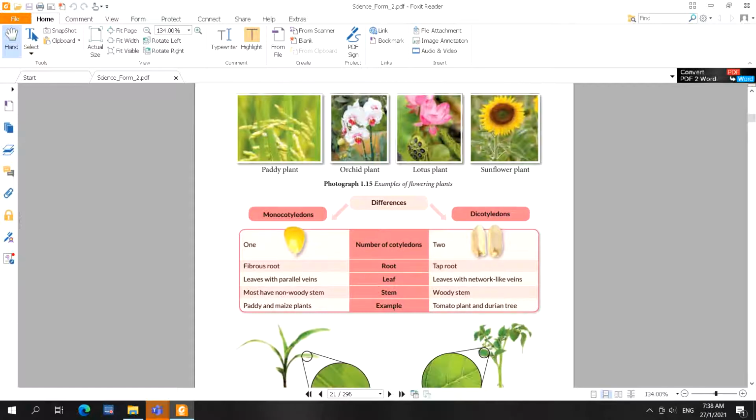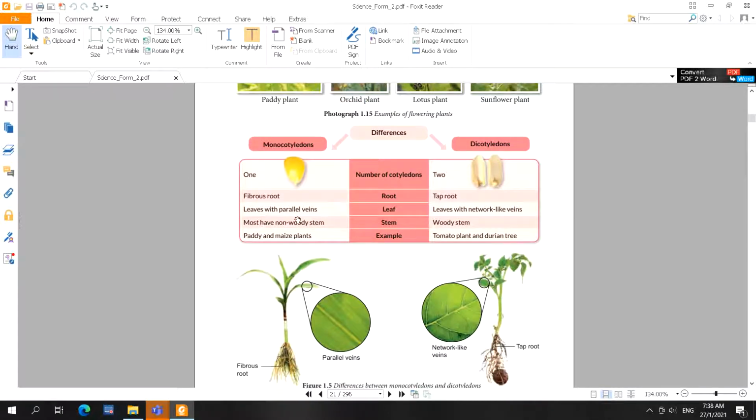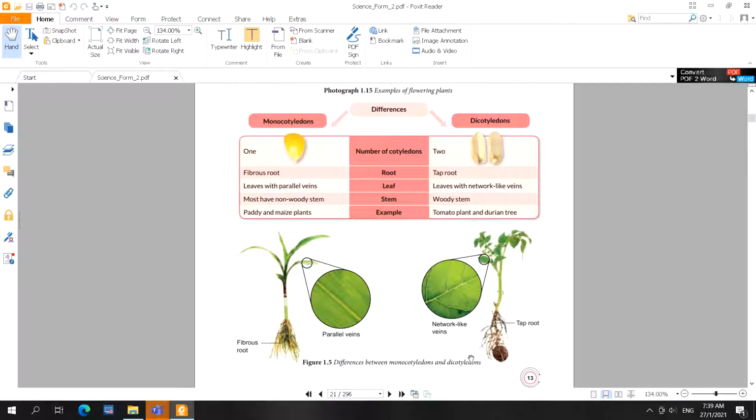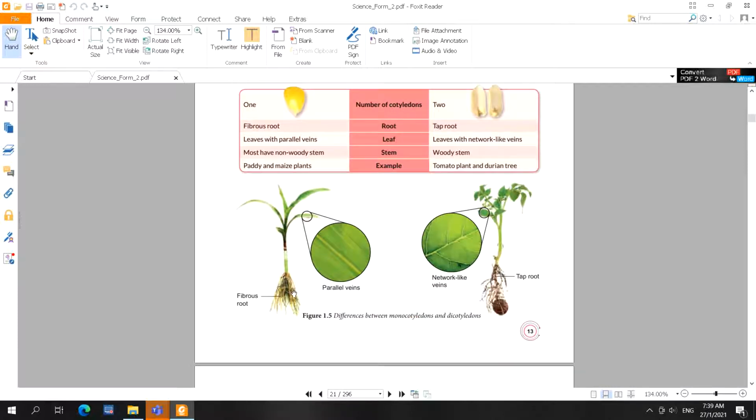For leaf, monocotyledon leaves have parallel veins. Look at grass, it has parallel veins, and the same with coconut tree, parallel veins. While dicotyledon has what we call network-like veins. You can see the veins here, so we call it network-like veins. This is tap roots, this is fibrous roots.